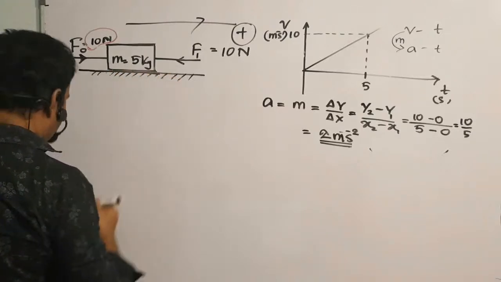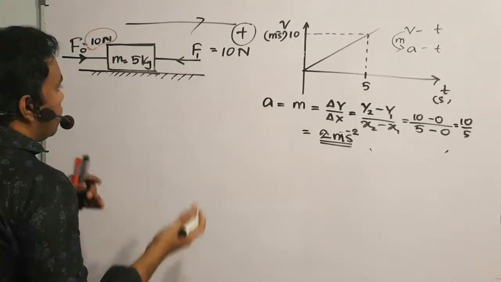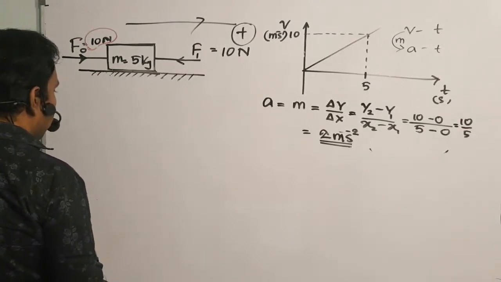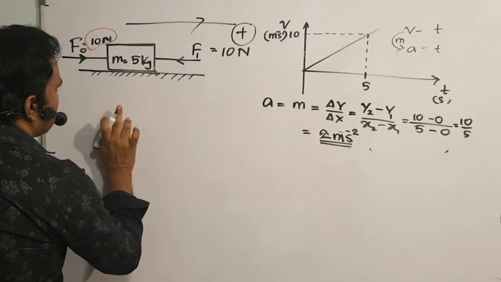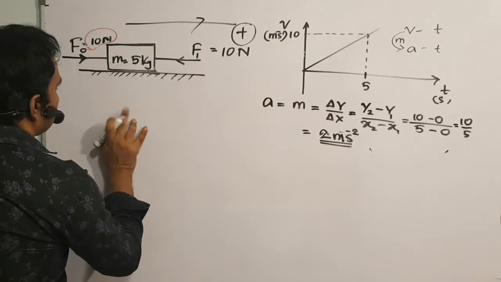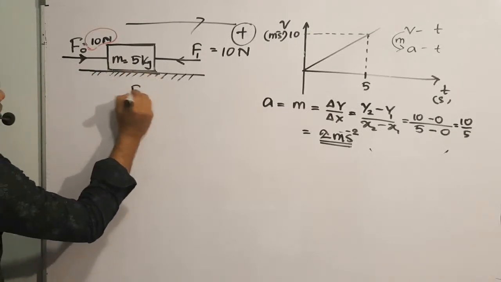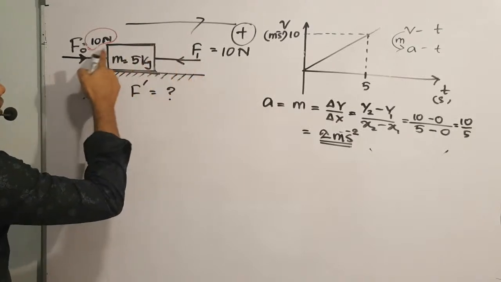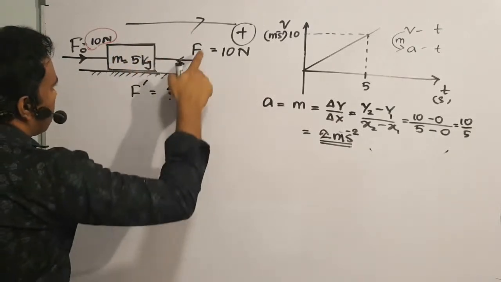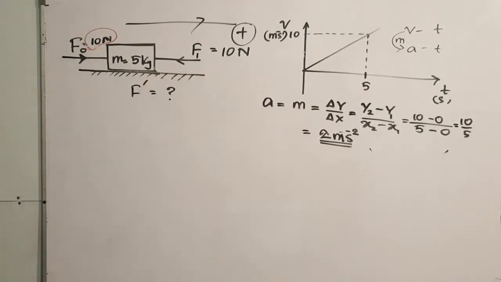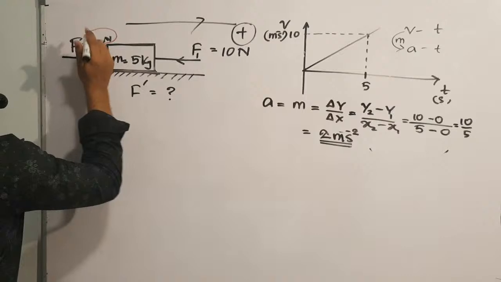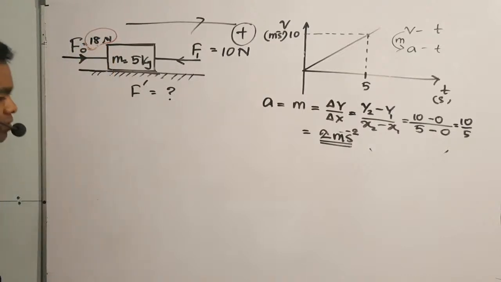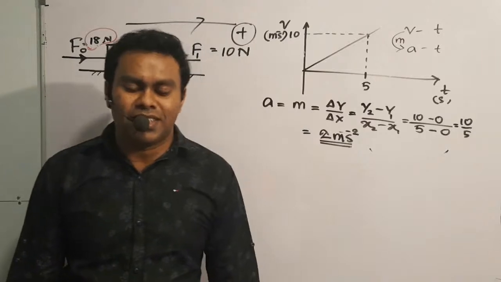How do we use the concept of friction here? If we have to calculate another variable F dash, so our other variables must be known. I'll change this a little. So this is 18 Newton. F naught is 18 Newton.